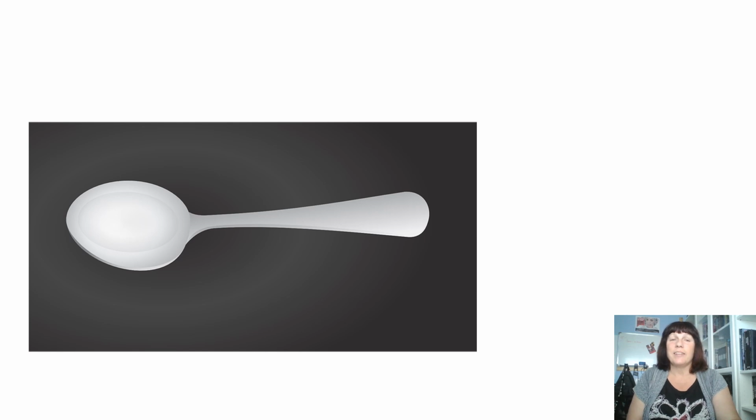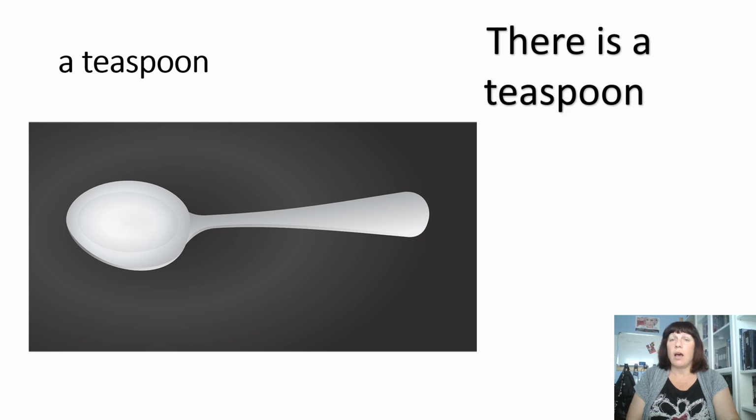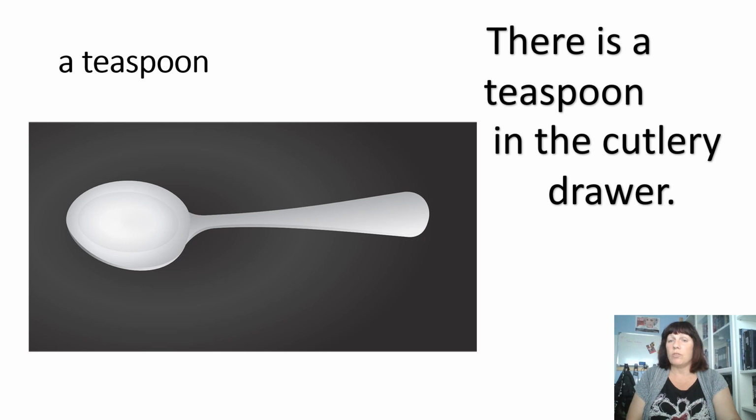What's this? Yes, I know you know it's a spoon, but what's its correct name? What type of spoon? It's a teaspoon. Yes, I use that spoon to stir my tea, and it's the smallest of the spoons in my cutlery drawer. There is a teaspoon in the cutlery drawer.